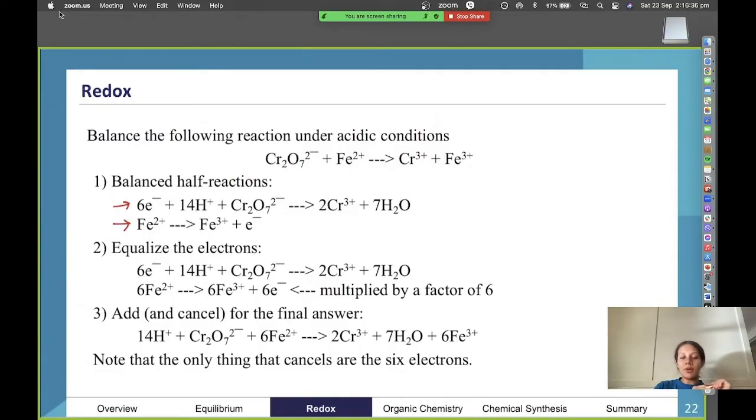So our reduction reaction had 6 electrons and our oxidation half reaction had 1 electron. That means if we multiply our bottom one by a factor of 6, that will give us 6 electrons on the right-hand side, which means that when we add up all of our reactants and products together into one big equation, the electrons will cancel out, which is always what we want. So in this question, the only thing that ends up canceling out when we combine are the 6 electrons. So our final answer for the balanced equation is this one here.